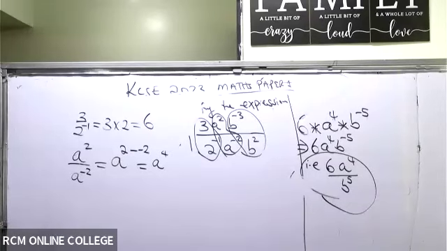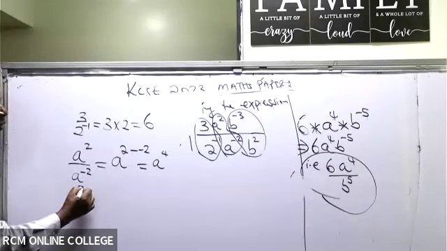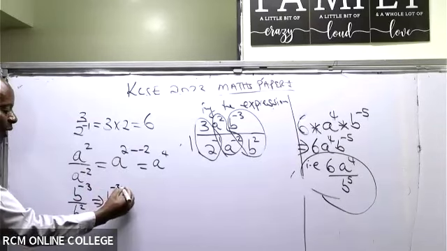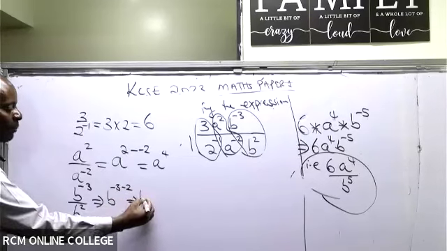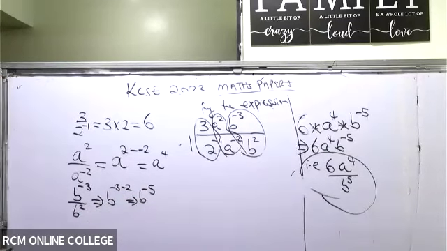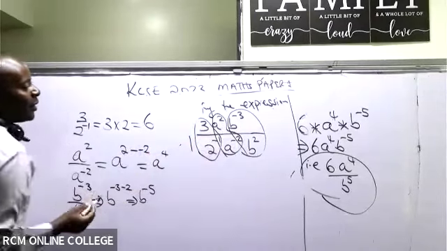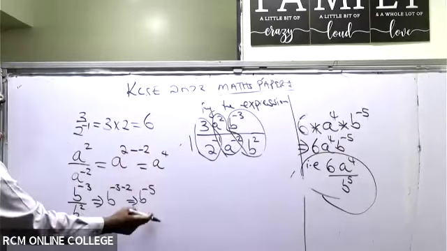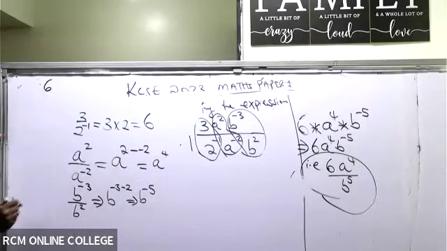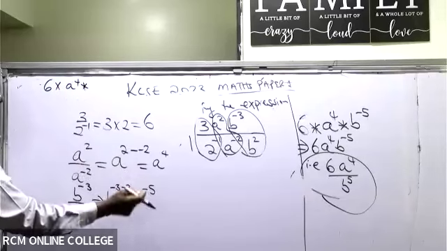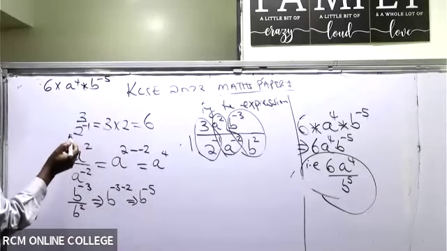And then now we got the last one. The last one is b raised to negative 3 over b raised to 2. So this one, I will write one base, which is b, and then I take the powers, minus 3, minus 2. So this will give me b to the minus 5. And then remember, they wanted us to take this times this times this. So it will be 6 times a raised to 4 times b raised to negative 5.